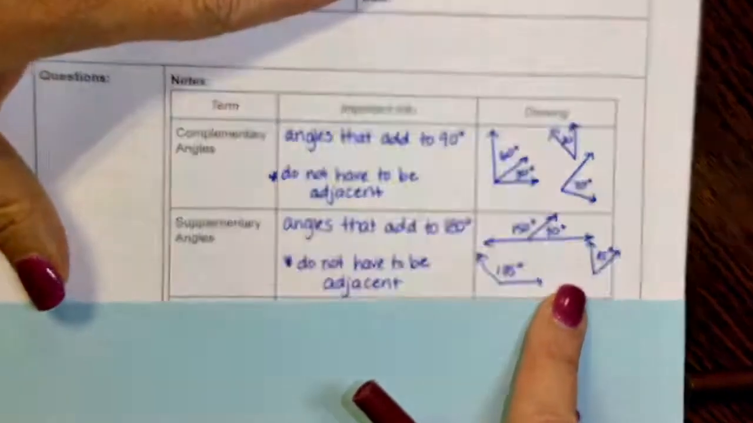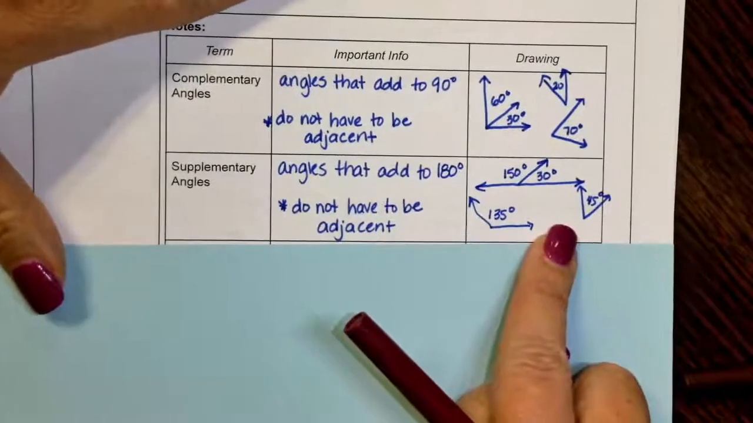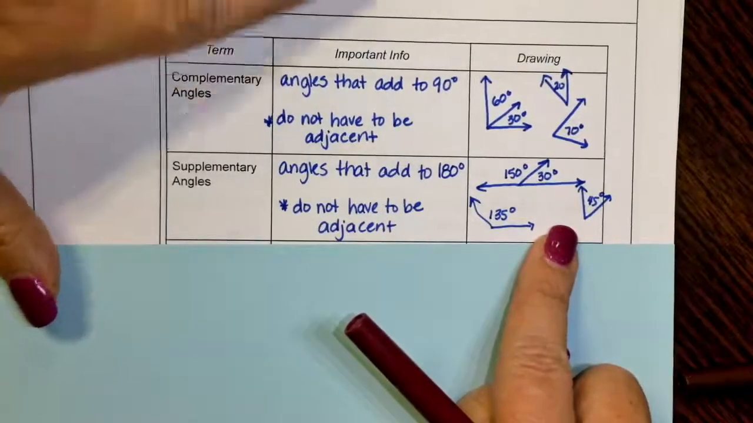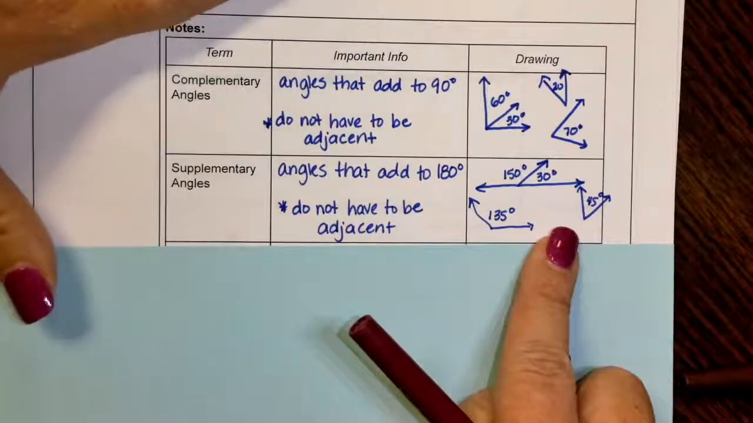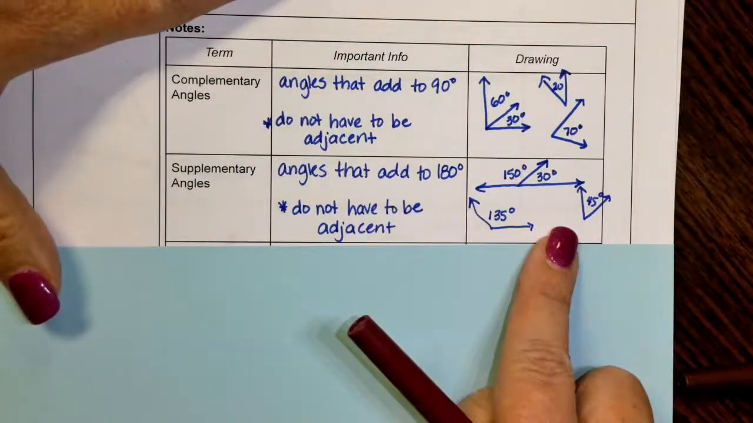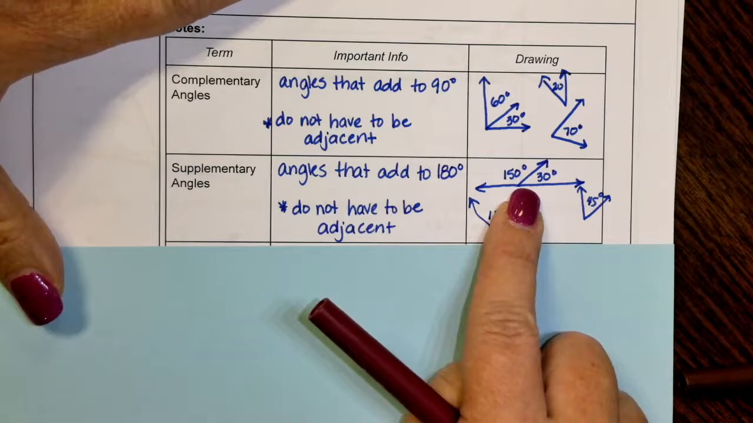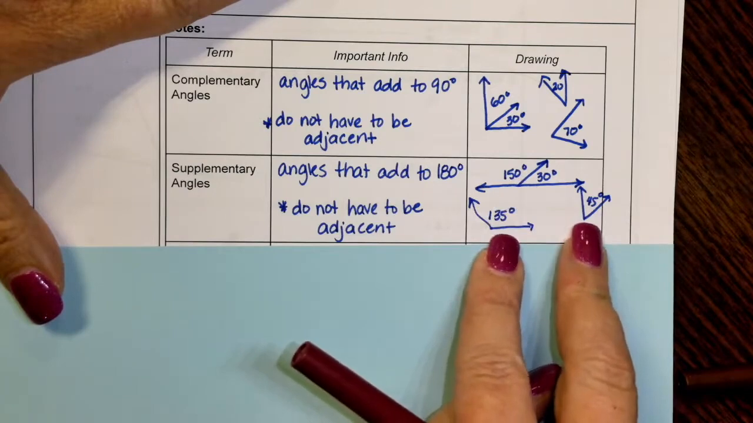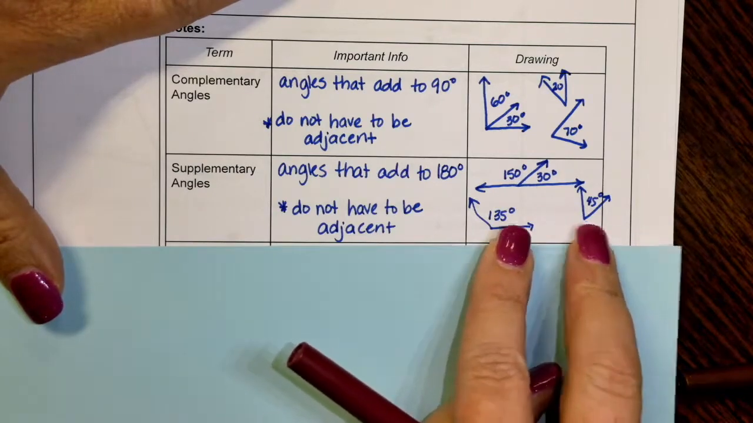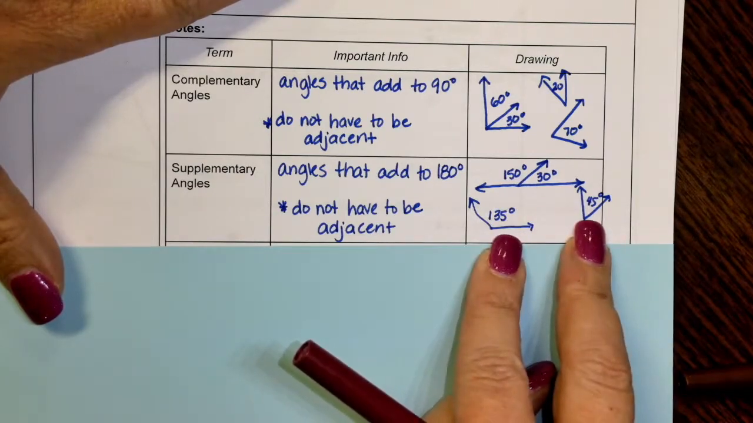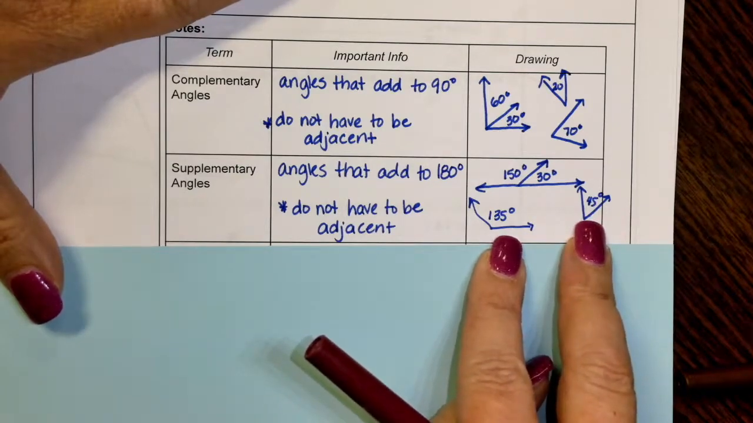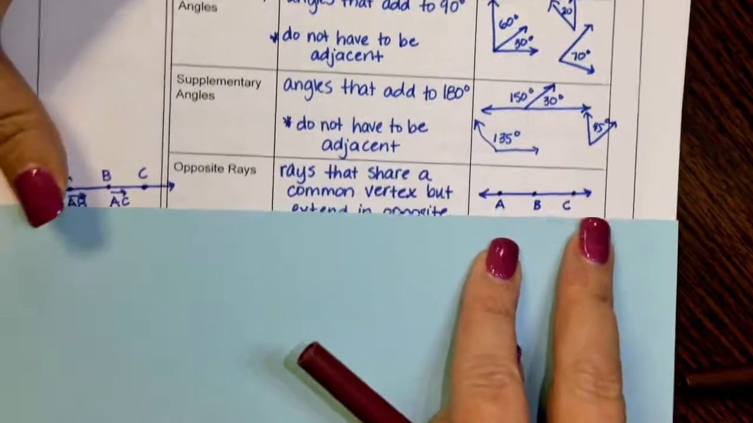Now, supplementary angles are angles that add to 180 degrees. Again, same as complementary angles, they don't have to be adjacent. So you can have these right here, they are adjacent and supplementary, and these are supplementary but not adjacent. So they can add to 180 degrees and not be adjacent. So that's the only requirement, is that the angles add to 180 degrees.